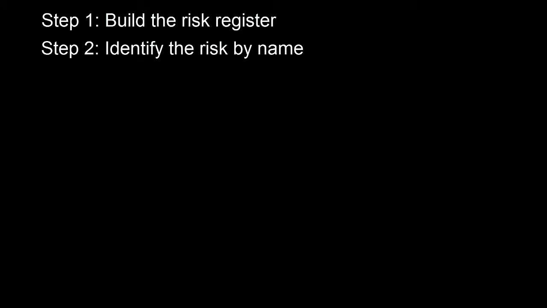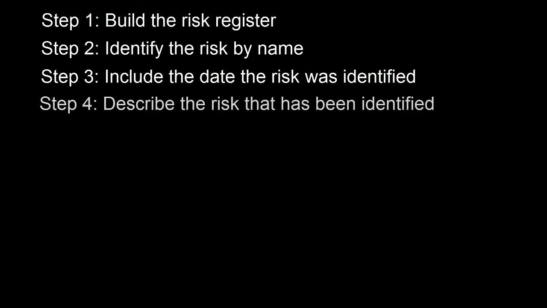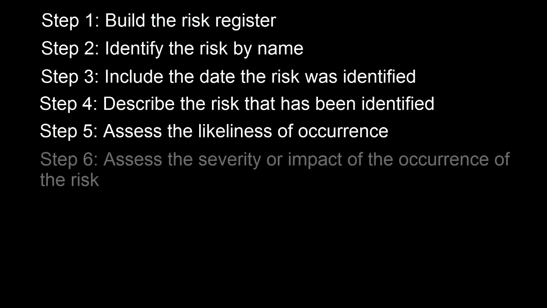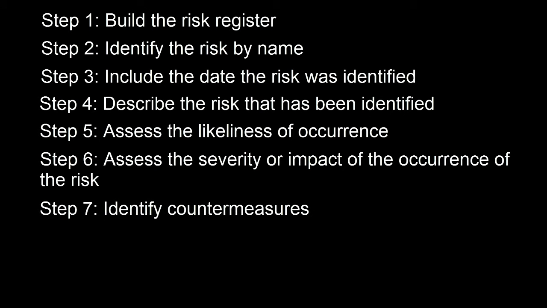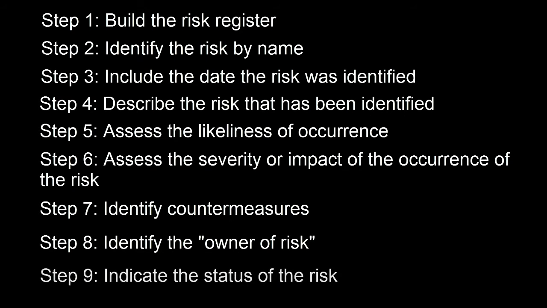The first is to build the risk register. The second is to identify the risk by name. The third is to include the date the risk was identified. The fourth is to describe the risk that has been identified. The fifth is to assess the likeliness of occurrence. The sixth is to assess the severity or impact of the occurrence of the risk. The seventh is to identify the countermeasure. The eighth is to identify the owner of the risk. And then step 9 is to indicate the status of the risk.